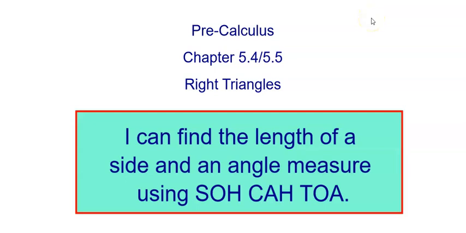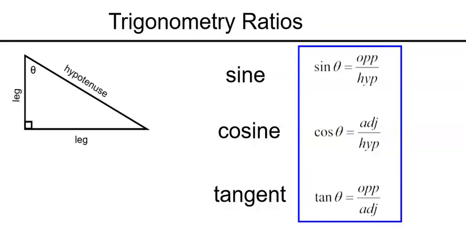Hi, Pre-Calc students. This is the beginning of Chapter 5, well, Part 1 of Chapter 5. So it is 5.4 and 5.5 in your book. We're talking about right triangles, and we are finding side lengths and angle measures using trigonometry, or maybe you've heard it just kind of called SOHCAHTOA in the past. If that rings a bell, you've perhaps learned this stuff before.